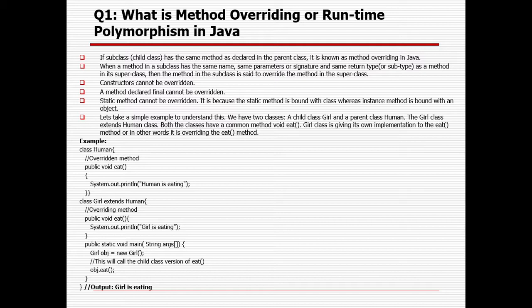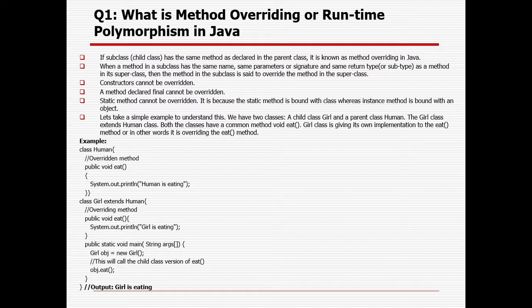If a subclass or child class has the same method as declared in the parent class, then it is known as method overriding in Java. Why is it called method overriding? Because you are inheriting your parent class into your child class, but the parent class and child class have the same method or same variables, and if you want to use those methods in your child class, then the method or variables from the parent class will be overridden and your child class will be taken into consideration. That is why it is known as method overriding.